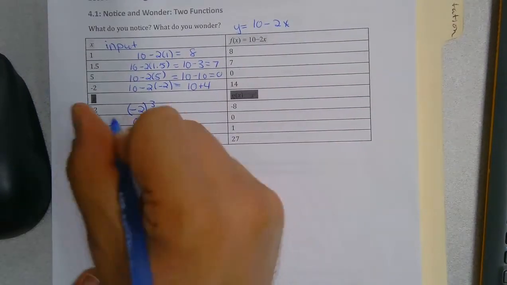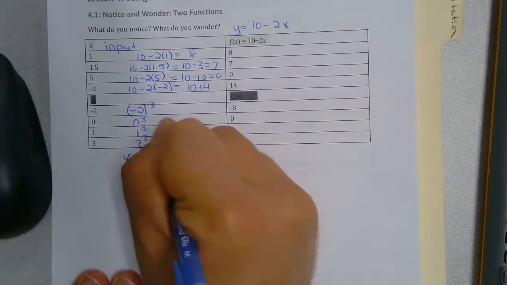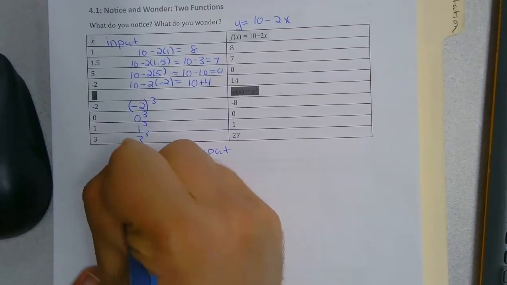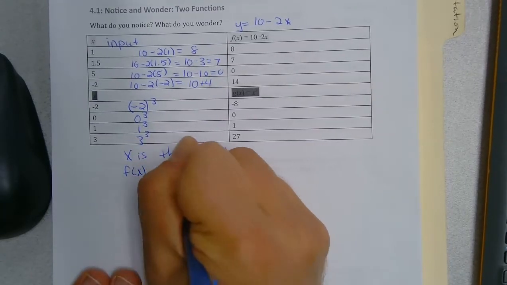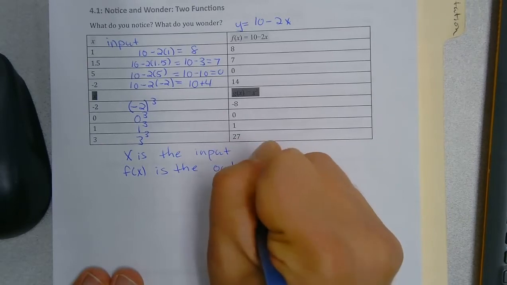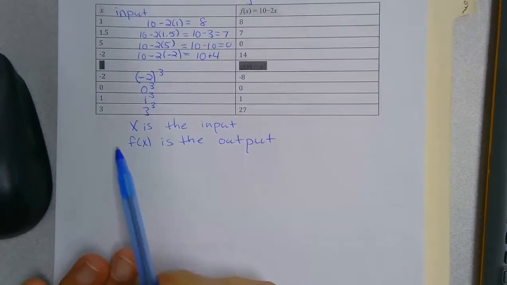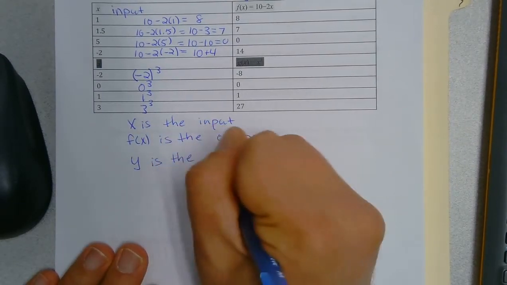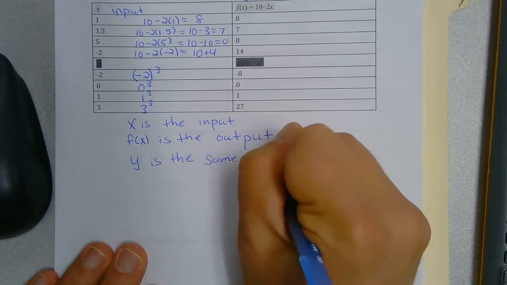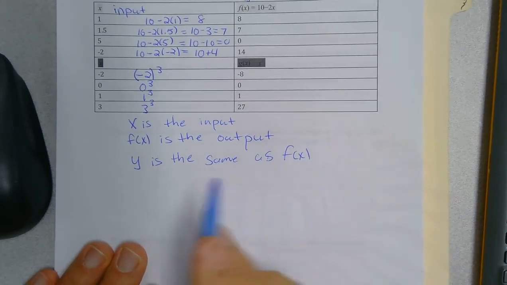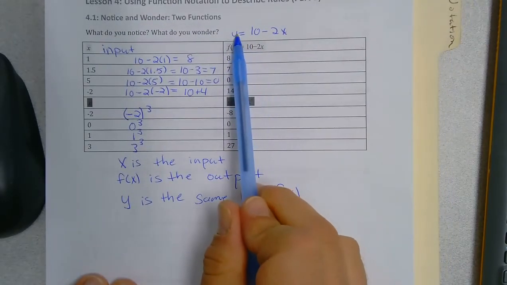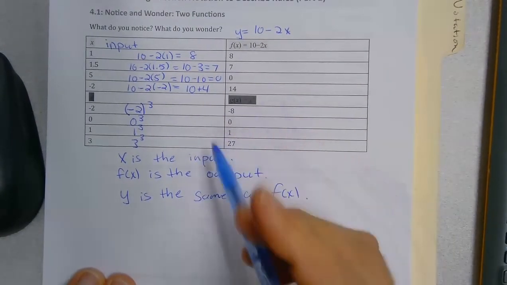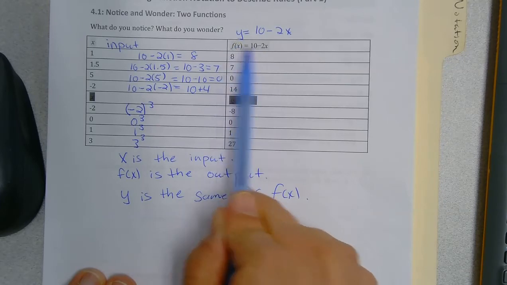So one of the noticings: x is the input, and f of x is the output. And then I also notice y is the same as f of x. So really, this is just taking our variable y and replacing it with f of x. There's no difference here with function notation. Just don't get tripped up. Just think of this as y equals 10 minus 2x.